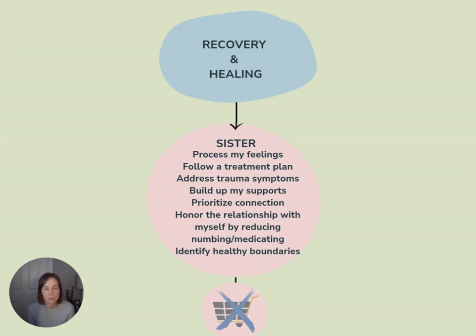I would start to address, oh my gosh, I get so triggered every time the phone rings. I'm looking on his Instagram every day to see if he's still posting to make sure he's still okay, even though I have a rigid boundary not to talk to him. I'm building up my supports. I'm prioritizing connection with others rather than keeping them at arm's length. I'm going to honor the relationship with myself by reducing the numbing and medicating that I'm doing with that shopping. And I'm going to start to identify what are healthy boundaries.